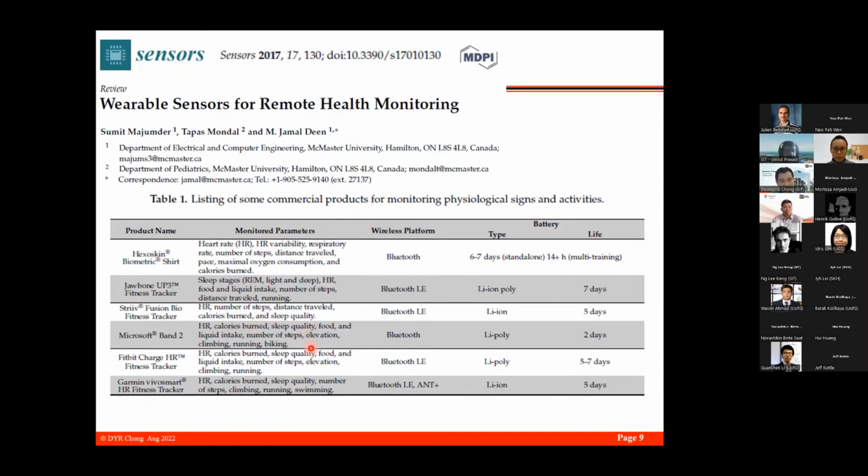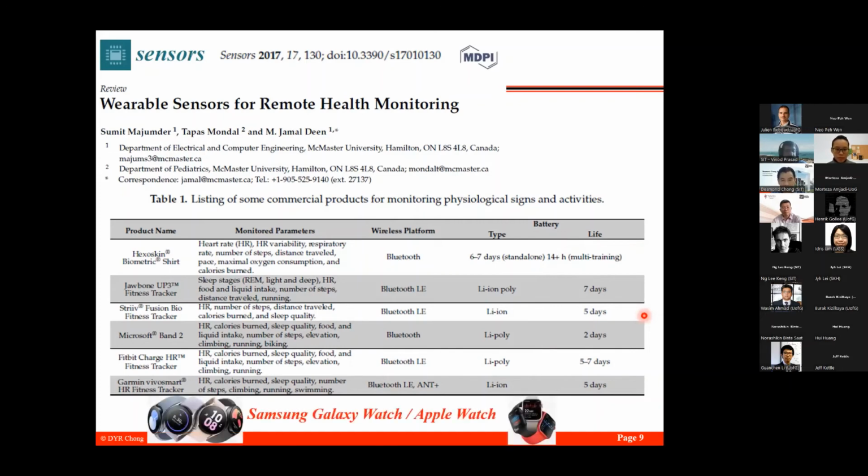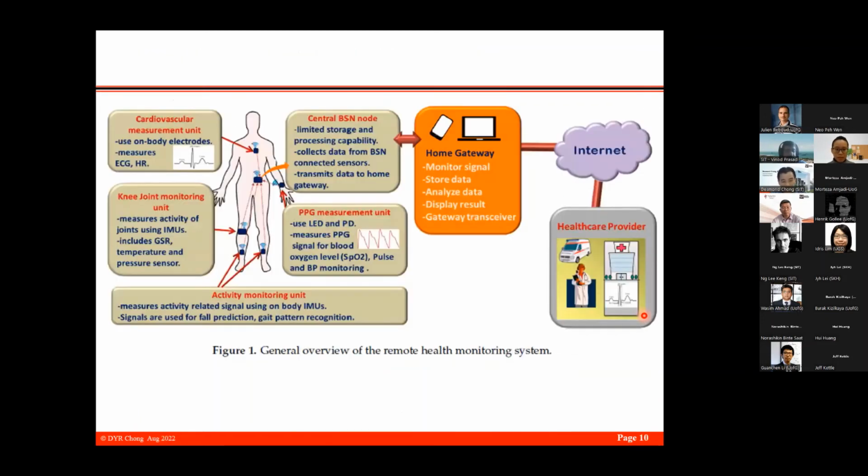And I was just surprised that, of course, in terms of the battery, you can see that all these kinds of wearable sensors can actually last between 5 to 7 days. So interestingly, I'm not sure why they are missing out the Samsung Galaxy Watch and the Apple Watch. All right. So of course, looking into the sensors itself definitely is the essence.